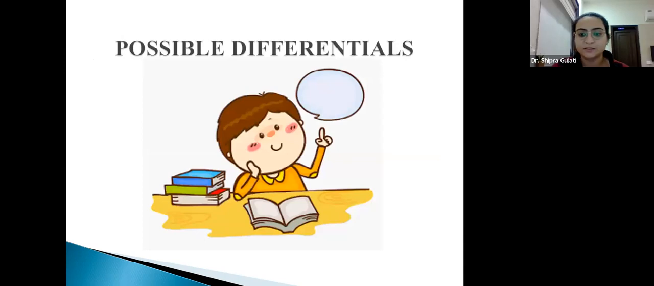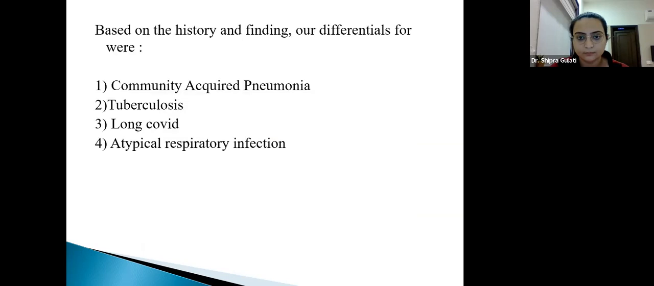Moving on to the possible differential diagnosis. Based on the history and findings, our differential diagnoses were as follows: community acquired pneumonia, then tuberculosis, long COVID, and atypical respiratory infections.